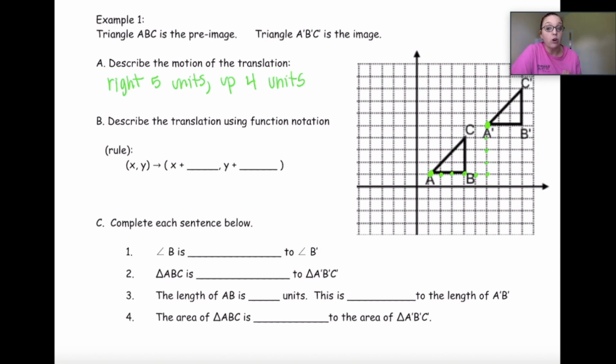Then it says to describe the translation using that function notation, that rule. So xy, you always start with that xy in parentheses, and you have the arrow. And so if we're moving to the right 5 units, that's equivalent to adding 5 to the x coordinate. So I'm going to put the x plus 5. If we go up 4 units, that is the equivalent to adding 4 to my y coordinate. So y plus 4. All right, so we're going to complete the sentence. Angle B is blank to angle B prime. Those two angles are the same, so we'd say is congruent. And then number 2, triangle ABC is blank to triangle A prime, B prime, C prime. Congruent again.